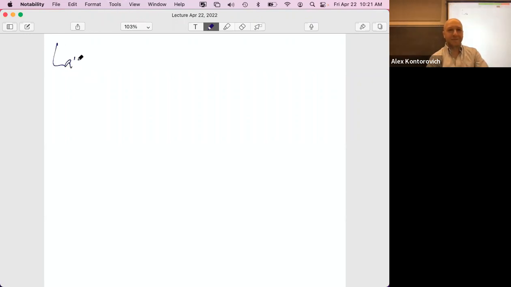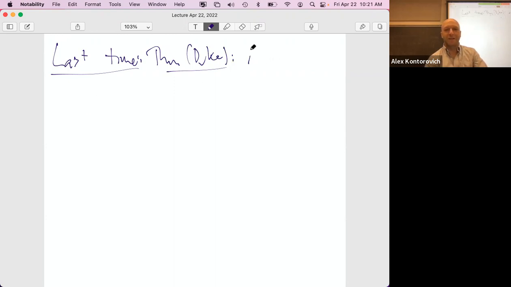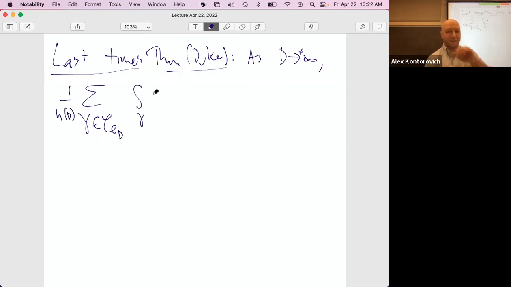Last time we talked about Duke's theorem, as the discriminant goes to plus infinity, although we also talked about minus infinity and Heegner points. If you sum over the closed geodesics having that discriminant, and average, of course, one over the class number, and then integrate over the closed geodesic your favorite nice function, like the indicator function of a region, normalized by the length of the geodesic.